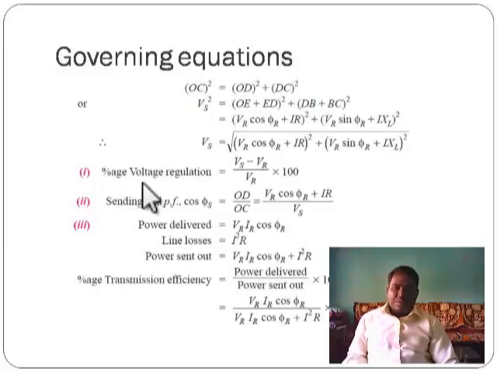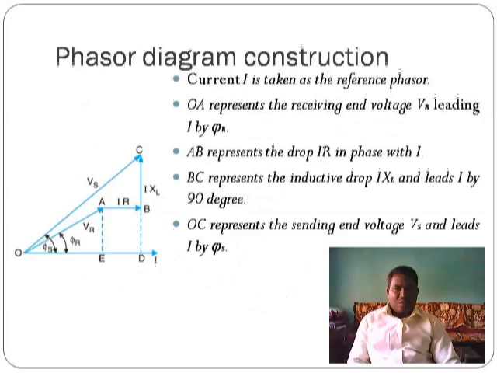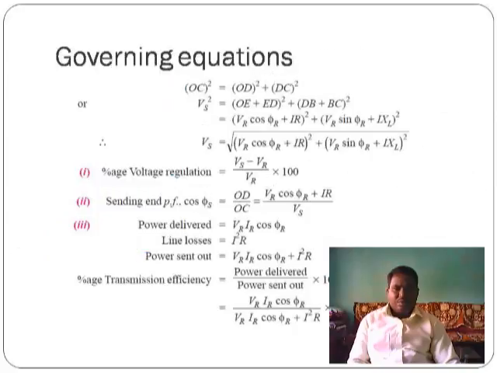So the first parameter for the short transmission line is percentage voltage regulation. It is difference of your sending end voltage to receiving end voltage by receiving end voltage into 100. Next one is I may easily determine my sending end power factor cos phi s. So cos phi s is nothing but OD by OC. So OD by OC is nothing but my sending end power factor that I have to determine.